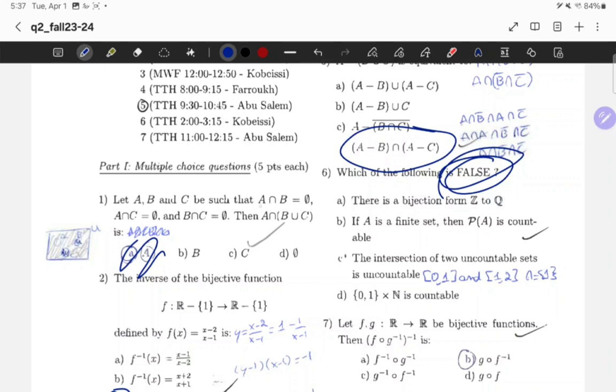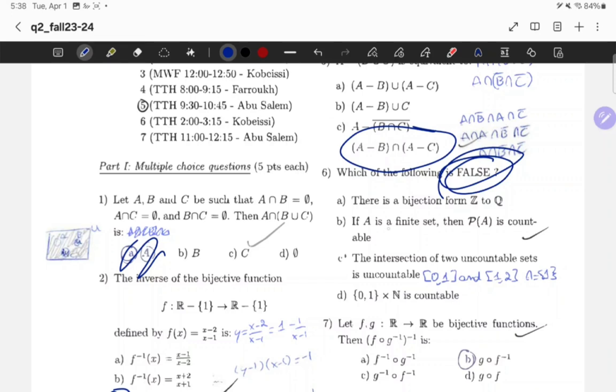If A, I don't know if you've been taught in class that Q is countable. I think they give it in class. If you don't know why, it's pretty easy, just look it up here. Why Q is countable, but it's not the correct answer, so we'll be going forward.